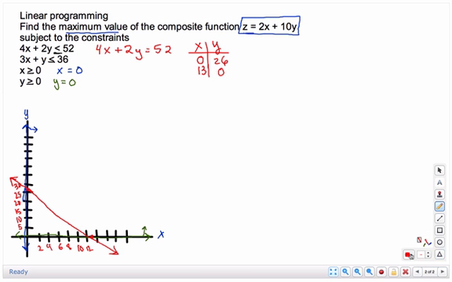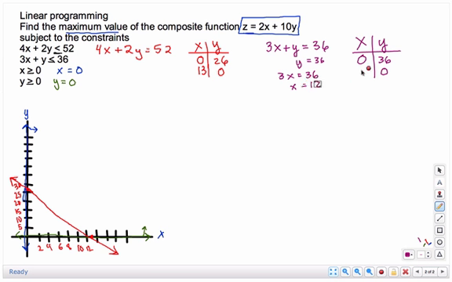So let's calculate that. We're going to have this line 3x plus y equals 36. Again, I like to find my x and y intercepts. When x is 0, 3 times 0 is 0, you're left with y equals 36. And I replace y in my equation with 0, and I get 3x equals 36. I divide both sides by 3, and I get x is 12.